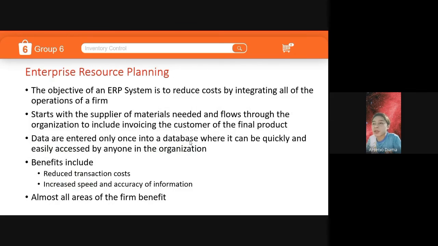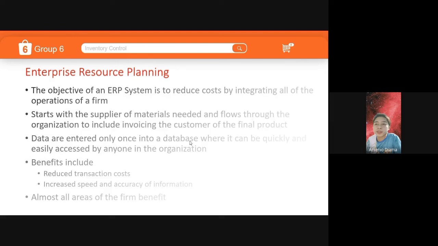It starts with the supplier of materials needed and flows through the organization to include invoicing the customer for the final product. Data are entered only once into a database where it can be quickly and easily accessed by anyone in the organization. Benefits include reduced transaction costs and increased speed and accuracy of information. Almost all areas of the firm benefit.